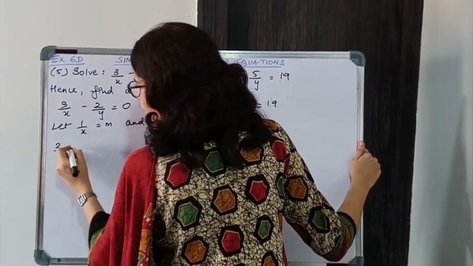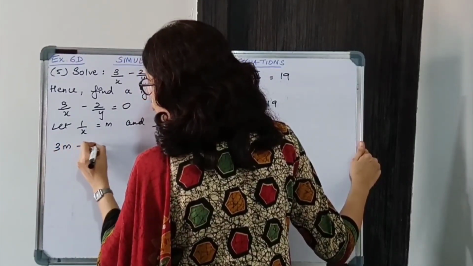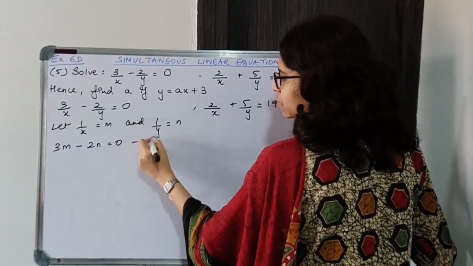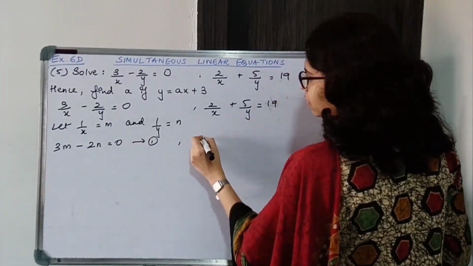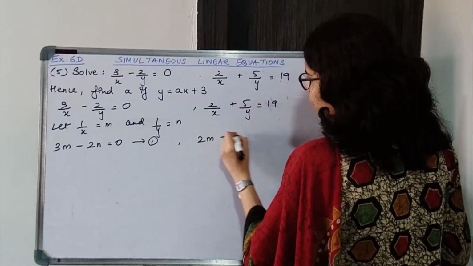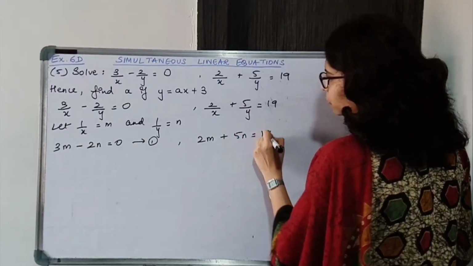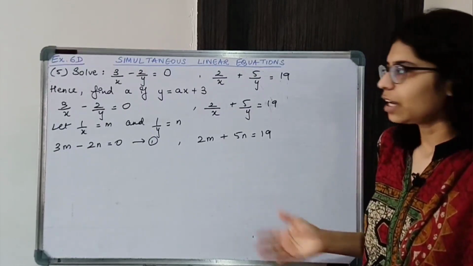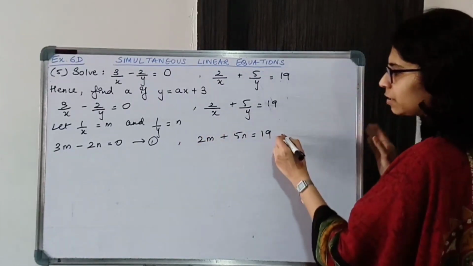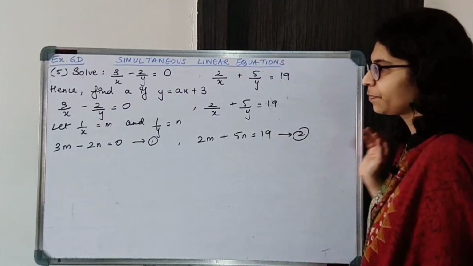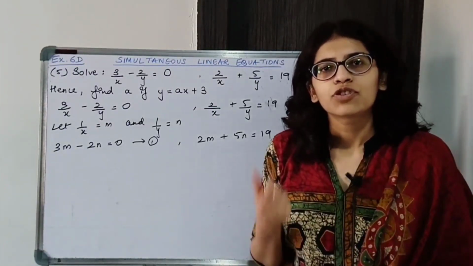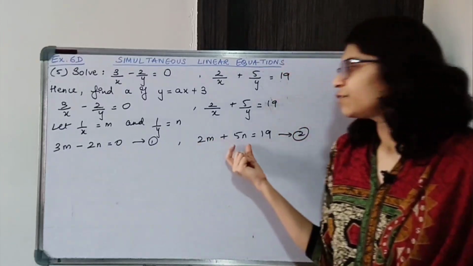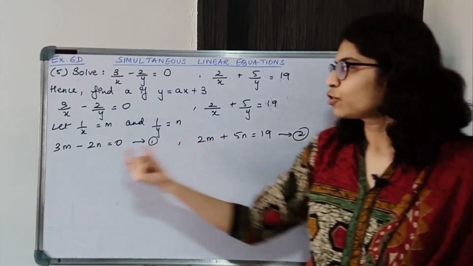So this will become 3m minus 2n equal to 0. Mark this as 1. Over here 2m plus 5n equal to 19. You can show that optional step, you can show the working. I have not shown it over here. Mark this as equation 2. Now we'll make the coefficients same. Either make the coefficient of m same or the coefficient of n same. I'll make coefficient of n same.